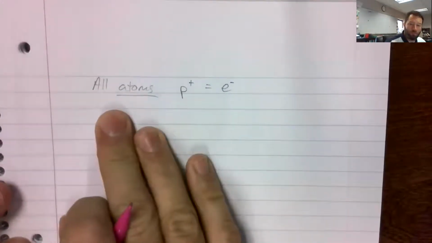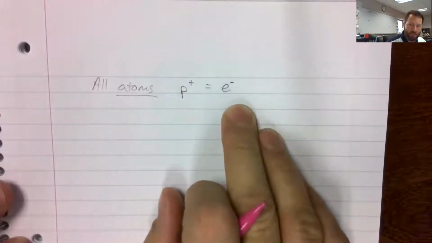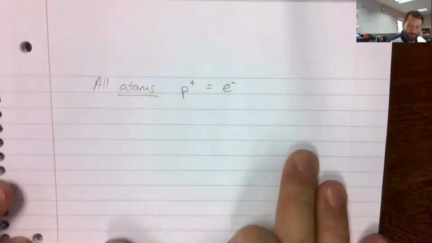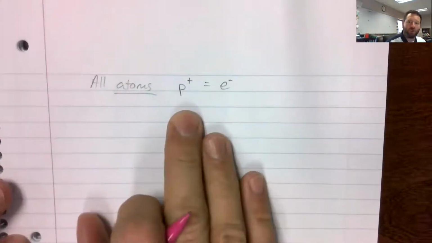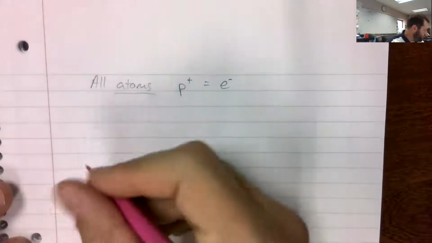For all atoms, the number of protons is equal to the number of electrons. And that's for all atoms. It doesn't mean protons always equal electrons. They're just not atoms when they do.